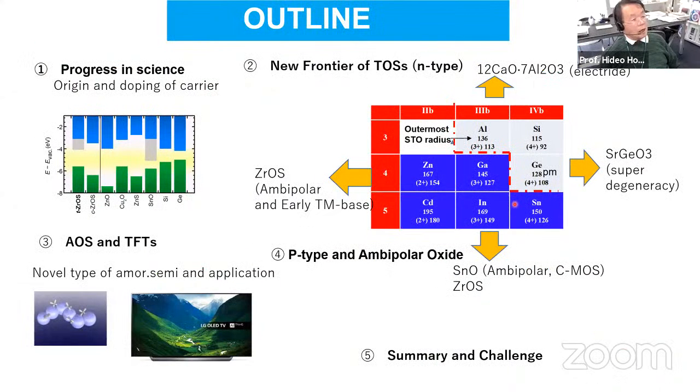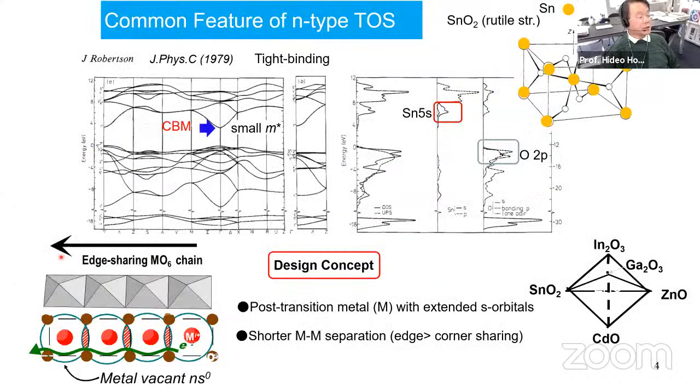Okay, this is the outline of my talk today. First is the progress in the science, especially the origin and the doping of the carriers. Second is the new frontier of the transparent oxide semiconductors. This is the traditional transparent oxide semiconductor territory. We extended this old territory to these regions. The third one is amorphous oxide semiconductors and the TFT. And the fourth, the P-type and ambipolar oxides. Last is a summary and challenges.